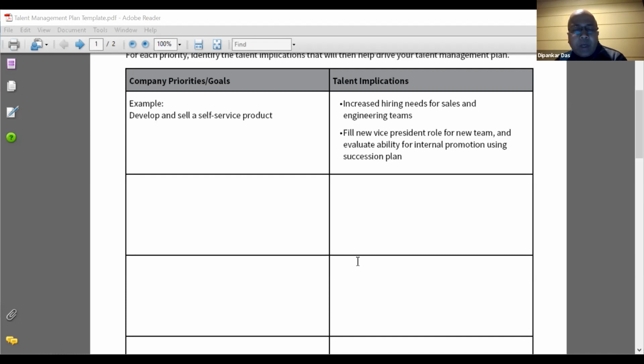Okay, if you have pen and paper, or if you just want to jot down on your mobiles, you can do that. Just put in, let's say, three business goals, and what are the talent implications for each of those goals. You have a solid five minutes to do it.